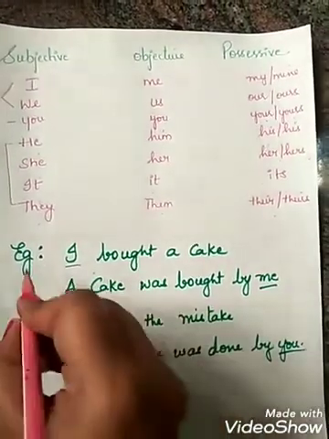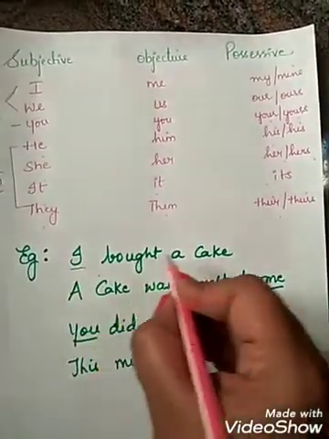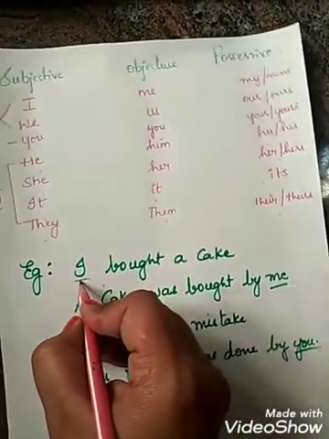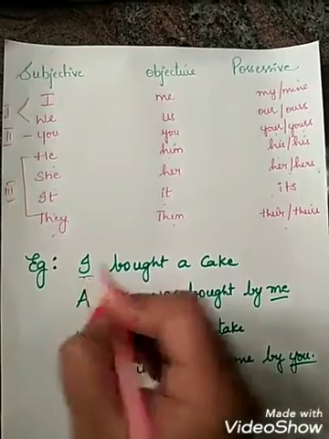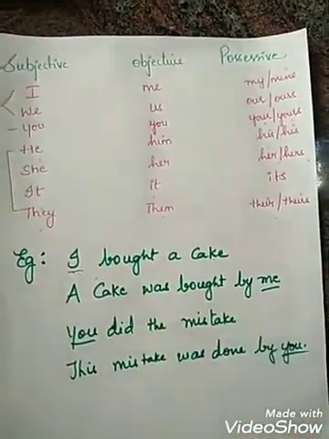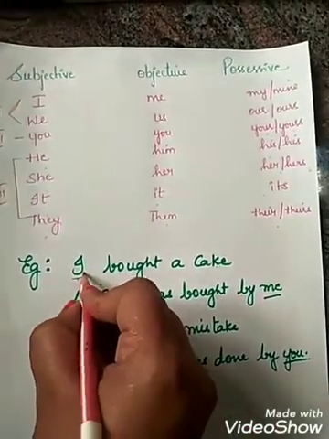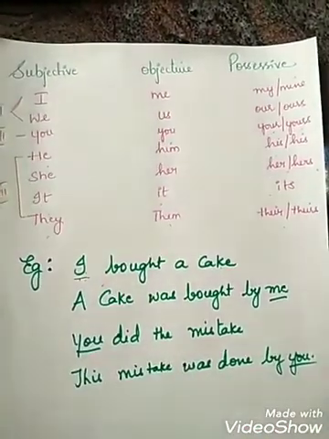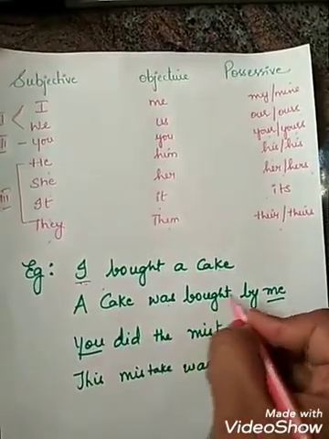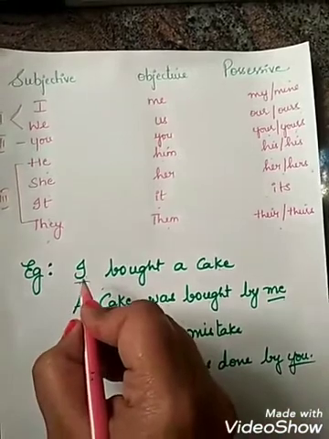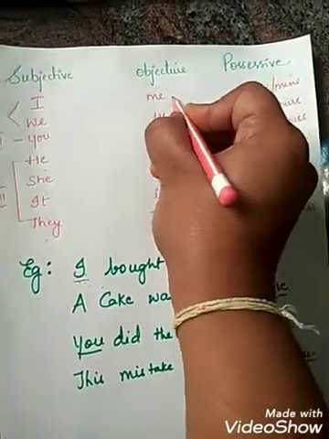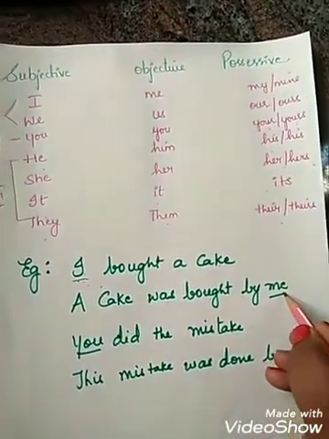Now coming to the examples. I bought a cake. So I is what? Subjective in this sentence. So I is a subjective. What is the objective we use? A cake was bought by me. So I is the subjective here, and for the objective we use me.